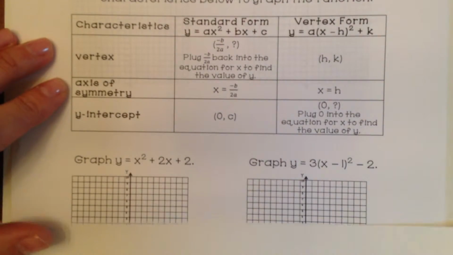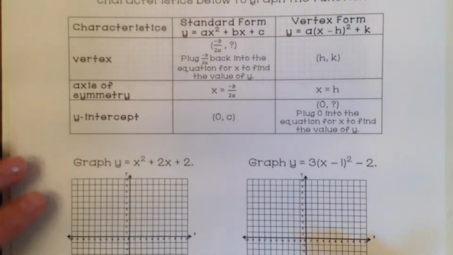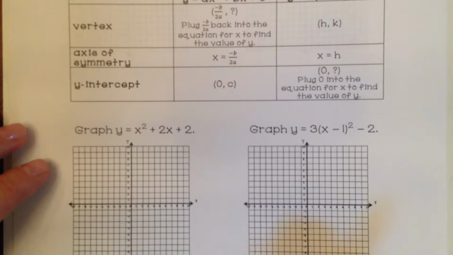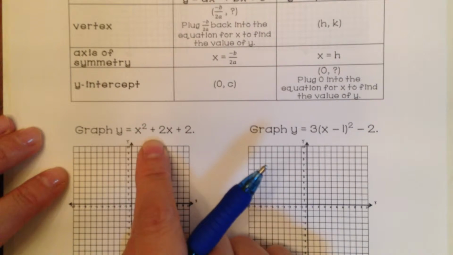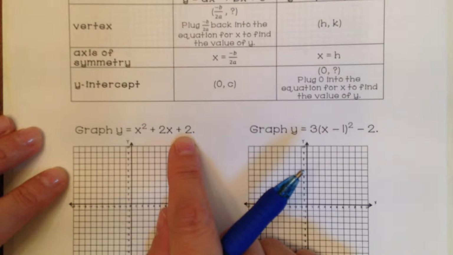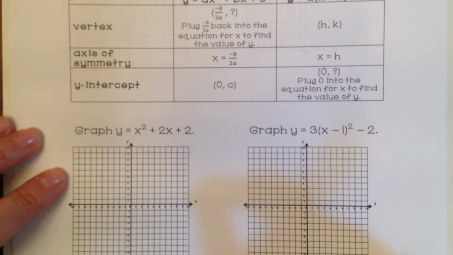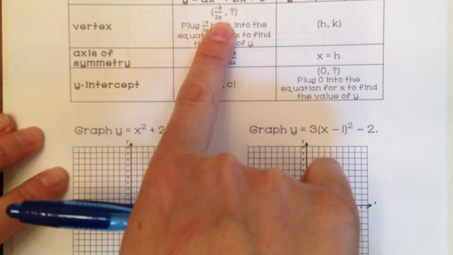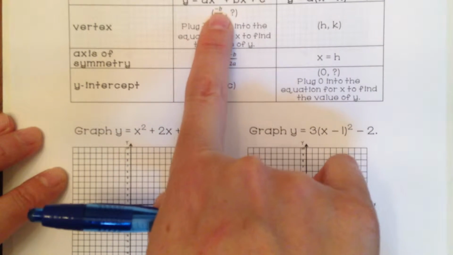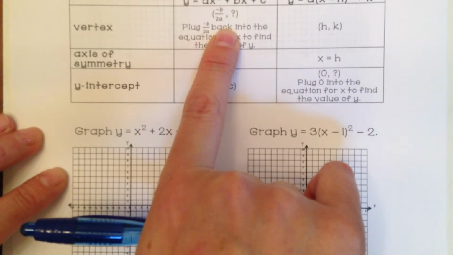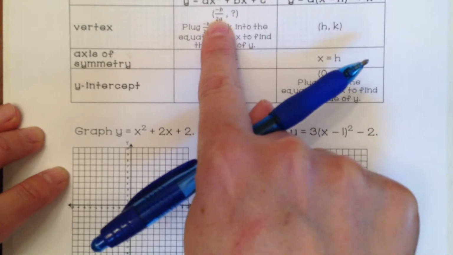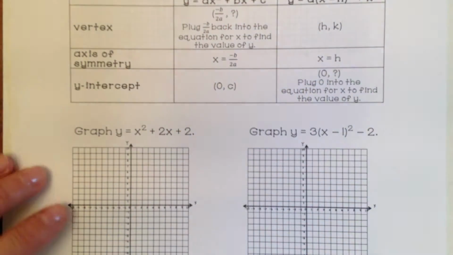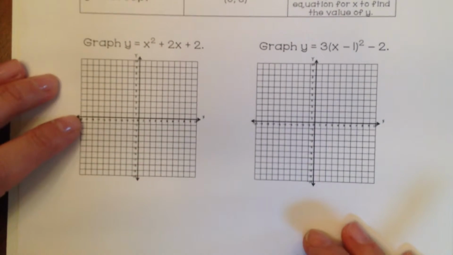Okay. So here are a couple of quadratic functions that we're going to graph. The first one, y equals x squared plus 2x plus 2. The first thing I like to do is find the vertex. I know that the vertex in this form is negative b over 2a for the x coordinate, and I'm going to plug that value into the equation to find y.